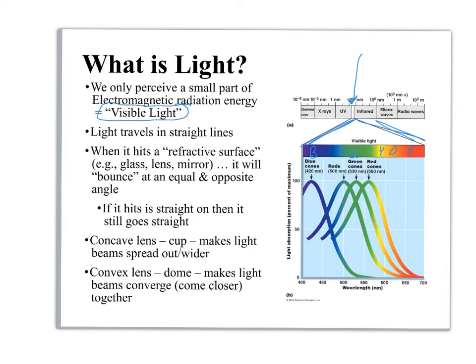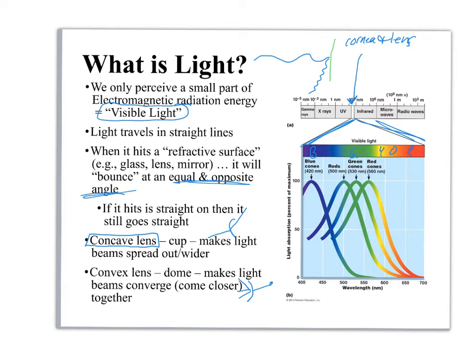Now, when light travels, it's basically kind of a wave going in a straight line, and when it hits a refractive surface, so something that is flat and it can bounce off of, it's going to bounce at an equal and opposite direction, so equal and opposite angle, okay? This is important because of the shape of our eyeball, the cornea and the lens. So right here it's telling you what happens if you have a concave lens: the beams spread out when they come in, and they're going to spread wide. Whereas if you have a convex lens, it takes lots of light and gets it to go to a single point over here where it makes it converge, okay?